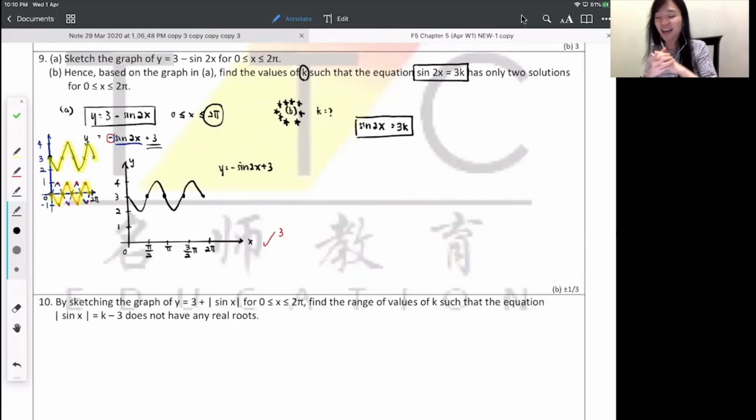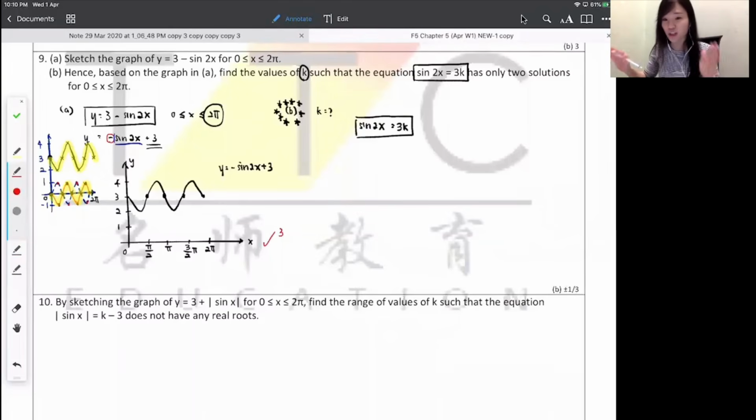Usually after you draw, the questions ask for the number of solutions. This time, do they ask for the number of solutions? No. They asked for K. What is K? I don't know. But normally they should talk about the number of solutions. Usually they ask for it. This time they didn't ask, because they gave it, my dear.